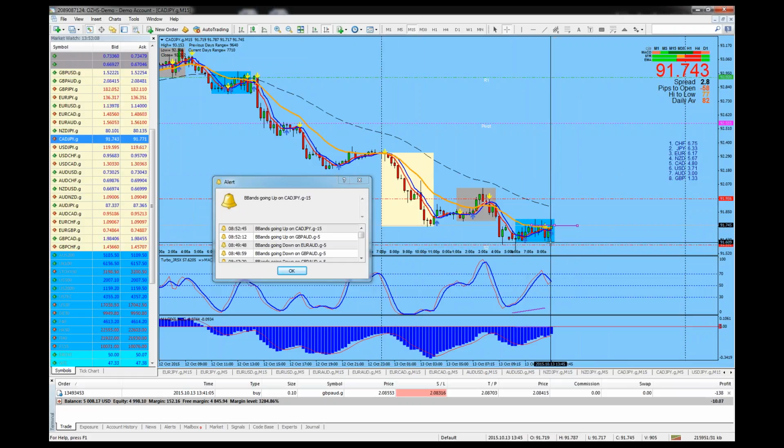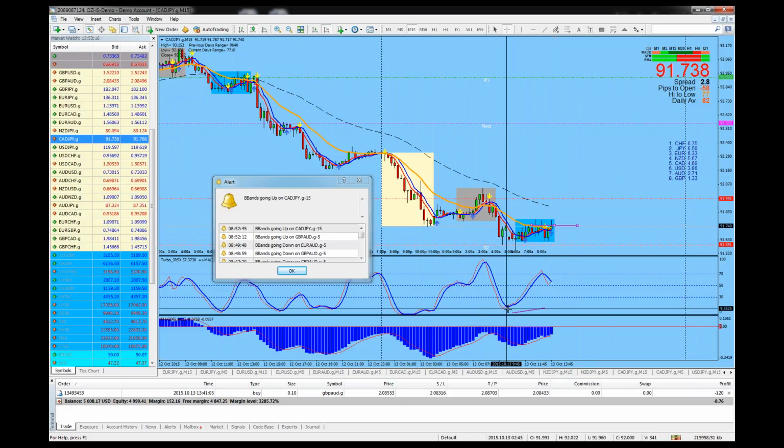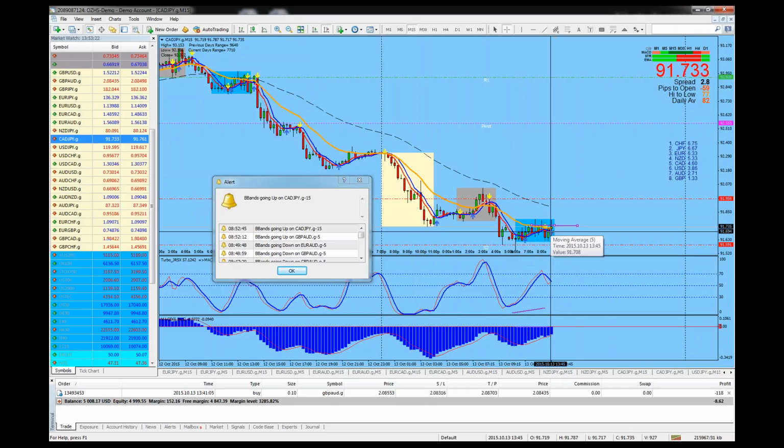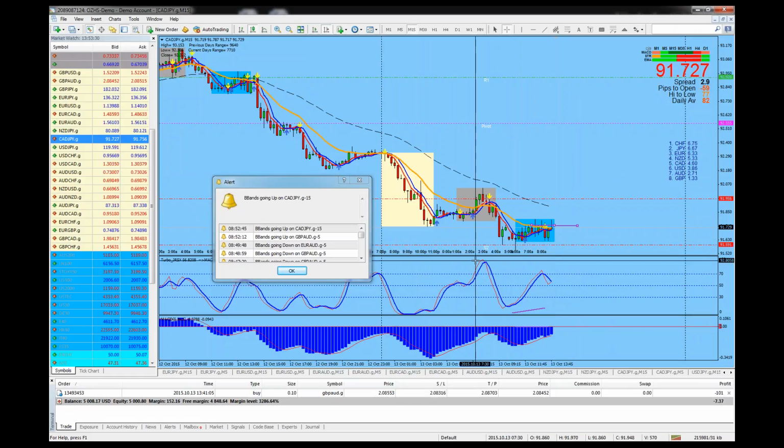So we're getting a possible long signal here, and this is CAD yen. We do have some divergence here. You see that? From here to here and from there to there. So this may want to take a run up, but the arrow's not closed yet.